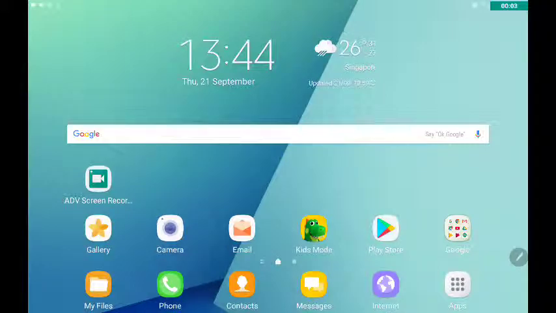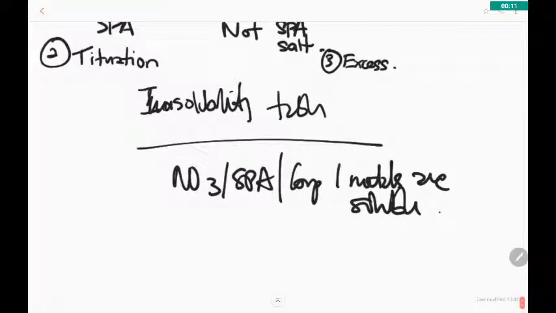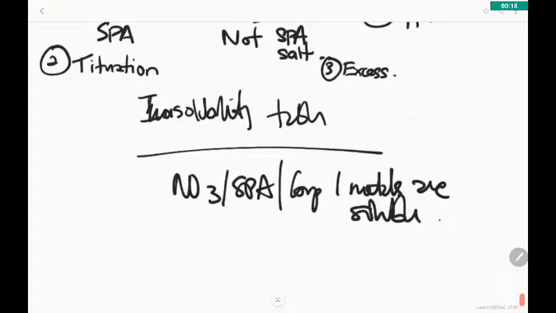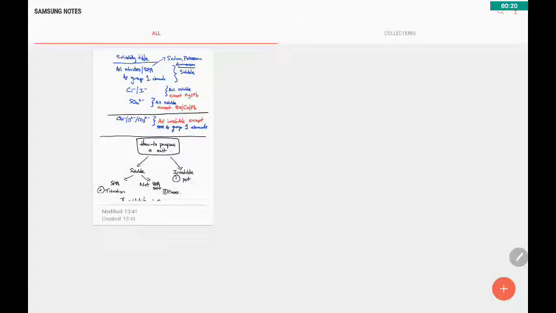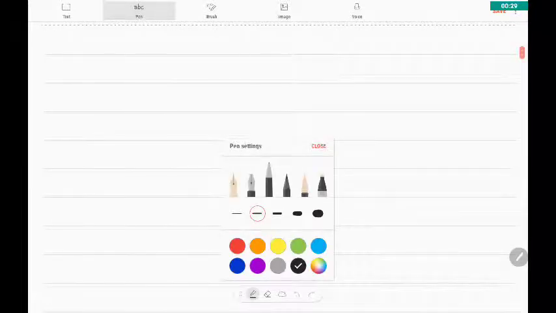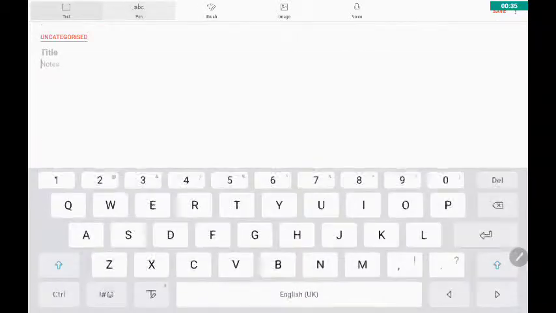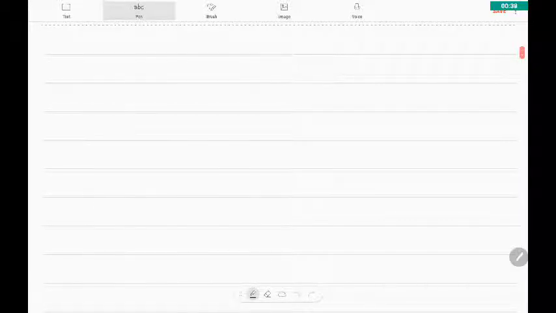Okay, hi everyone. Today we'll be doing a topic on salt preparation. But before going into the topic, I would like to review some concepts. Before we go into the topic, I'd like to review the solubility of salts. So it's the solubility table.